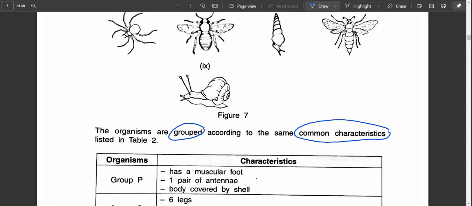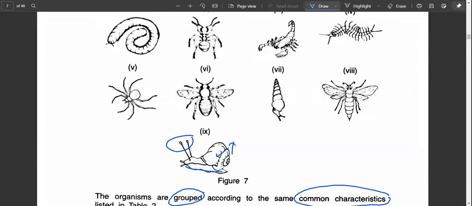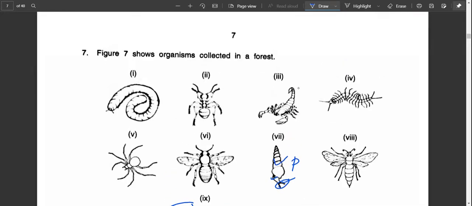Group P has a muscular foot, one pair of antenna, and a body covered by shell. So this one has an antenna, one foot, and then a shell. That can be considered group P. And there you go, an antenna, and then you have a shell. So this one is also P.